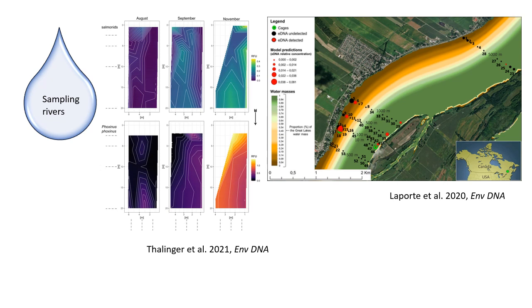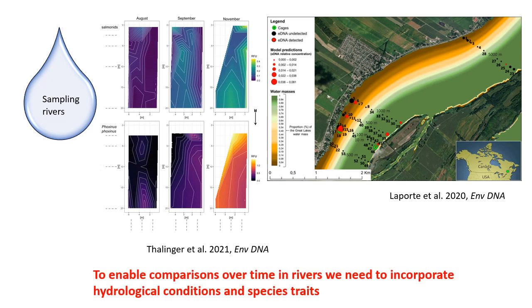environment. But the conclusion from a lot of this is that to enable comparisons over time in rivers, we need to incorporate these hydrological conditions, but also these species traits, so the shedding of DNA and how it's getting in and what state it's actually in, and I'll talk about that more later.